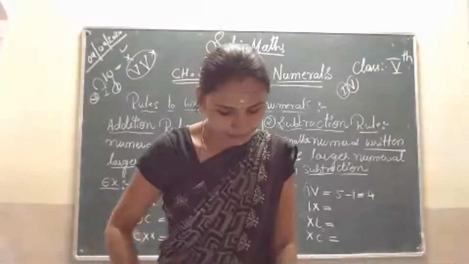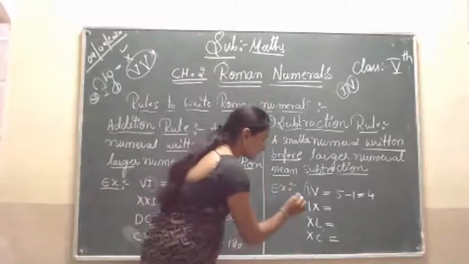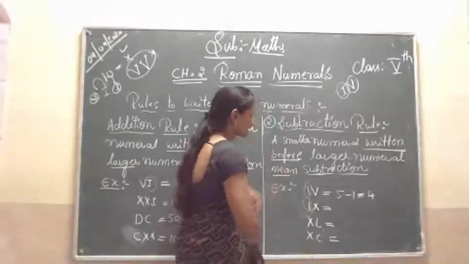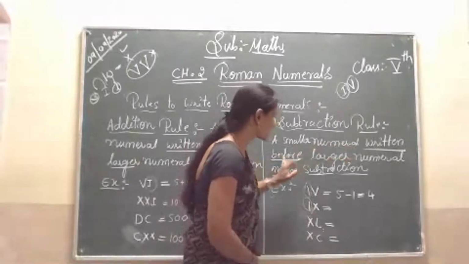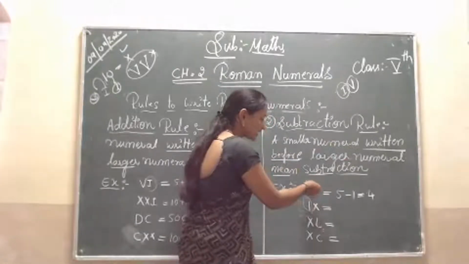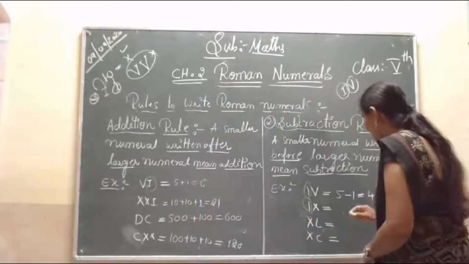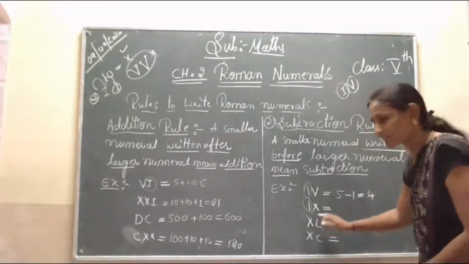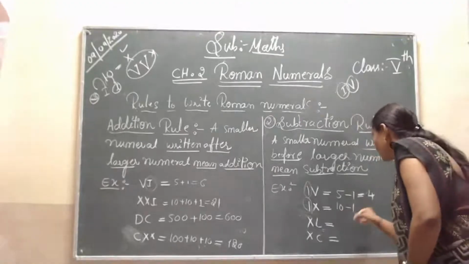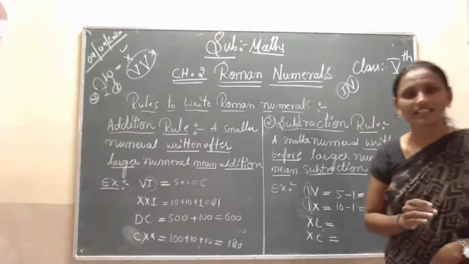The next term, IX. Before means what? A smaller numeral is written before, so that is a larger number. The larger number here is X, which is 10, and I is 1. So you write 10 minus 1, which is 9.